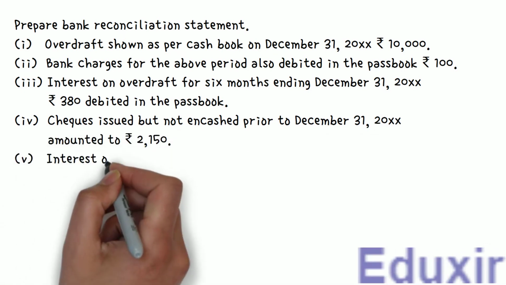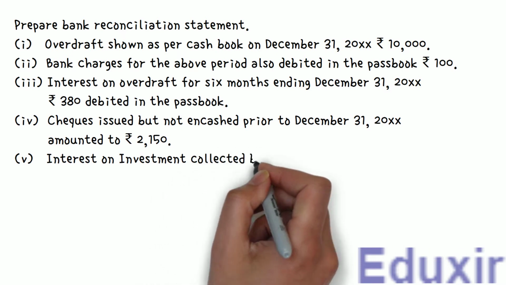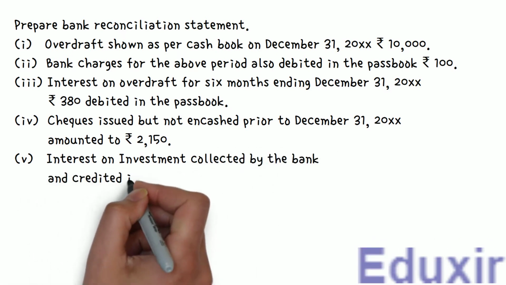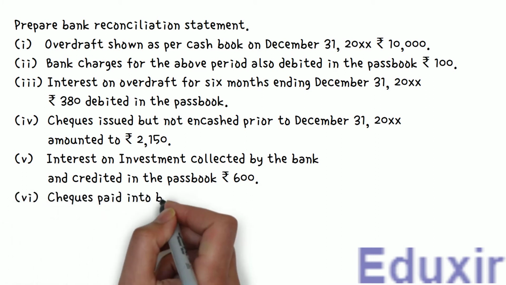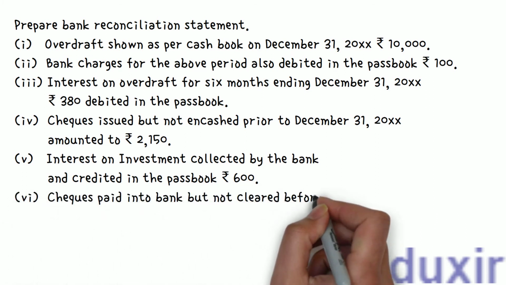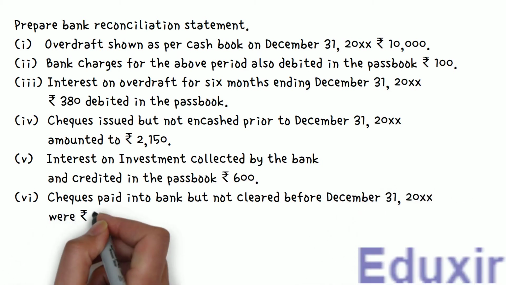Interest on investment collected by the bank and credited in the passbook 600 rupees. Checks paid into bank but not cleared before December 31st, 2000 plus were 1100 rupees.